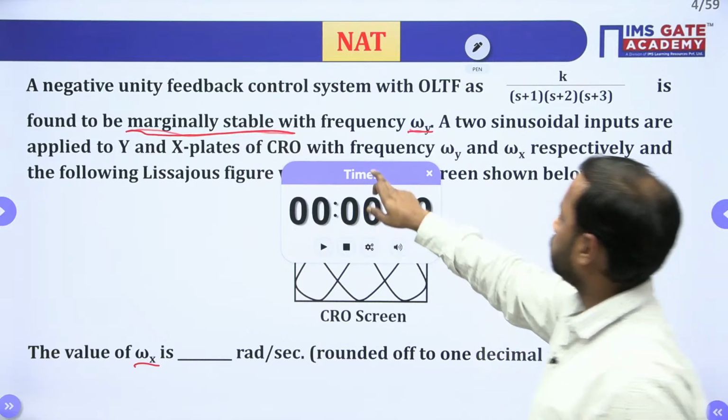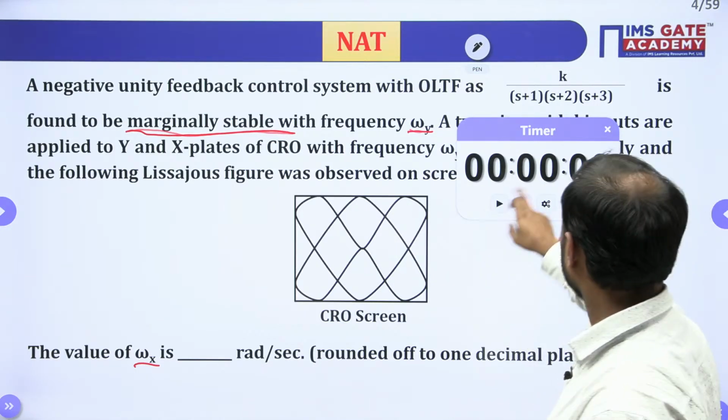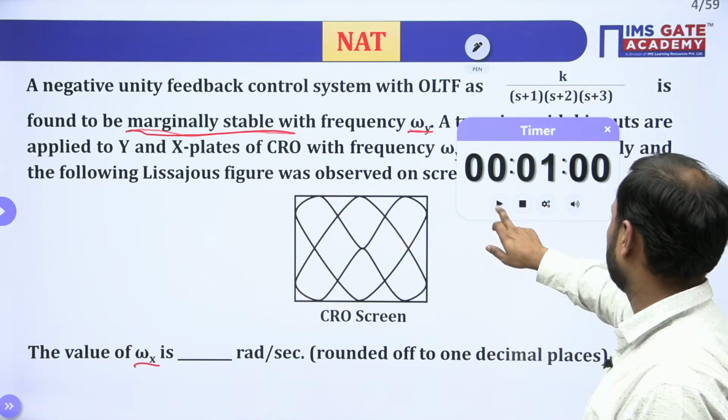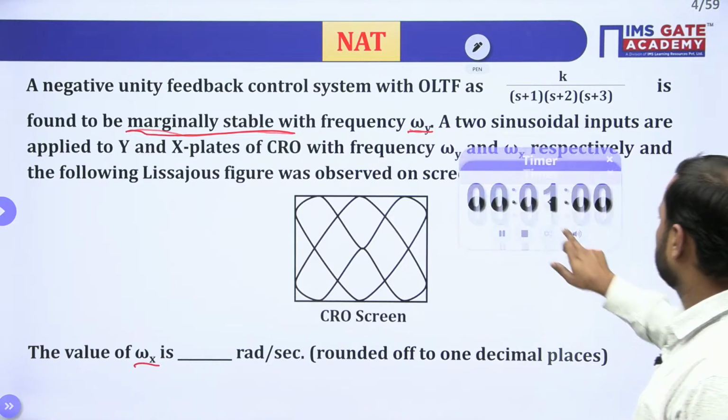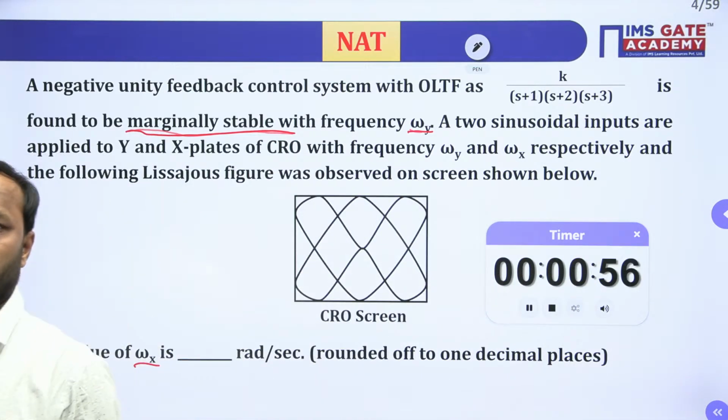Let me give you 1 minute for this. If you want some extra time, then please let me know. Try to solve it within a minute. Did you like the question?